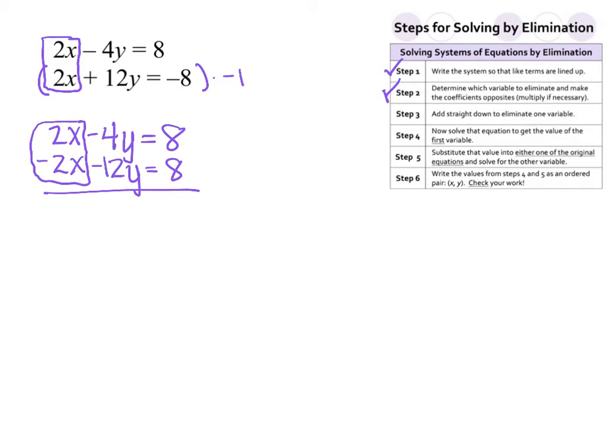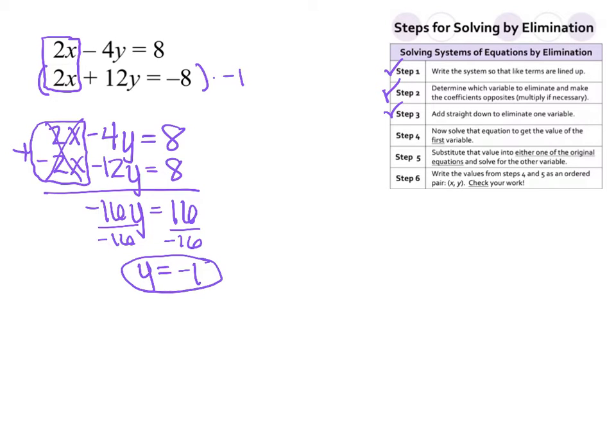Step 3 says add straight down. So I want to add straight down in order to eliminate those x's, because 2 plus negative 2 makes 0 of them. Negative 4 plus negative 12 is negative 16y, and 8 plus 8 is 16. Step 4 is to solve that equation to find my value of the first variable. This time, our first variable is y. So if I divide by negative 16, I get that y equals negative 1.